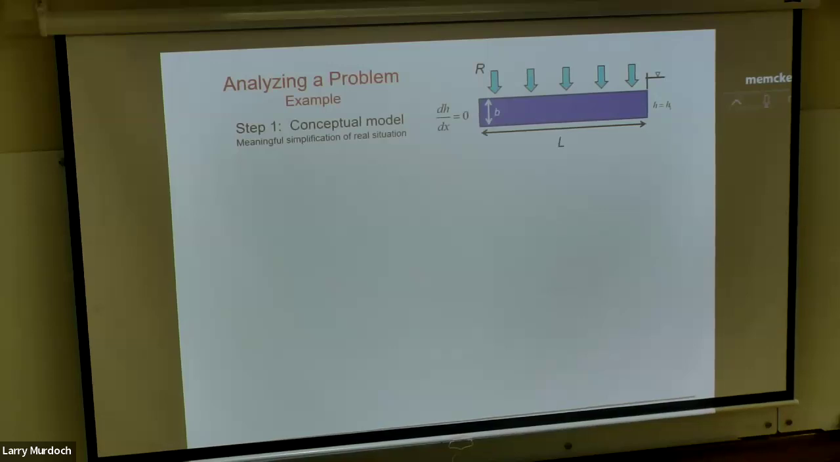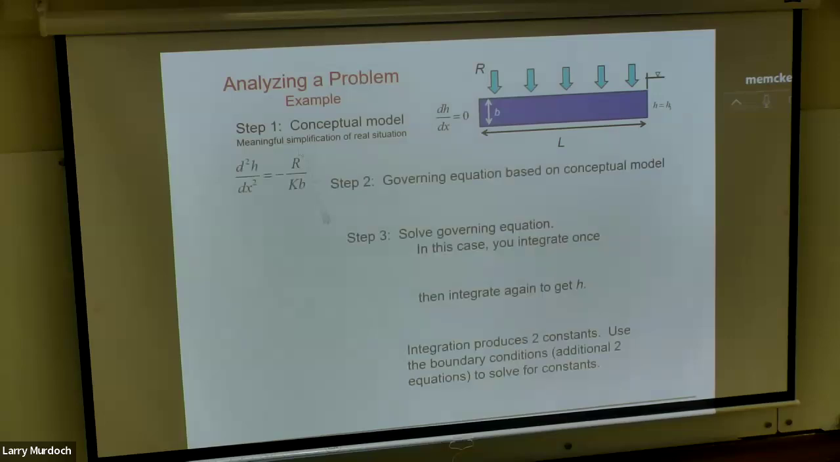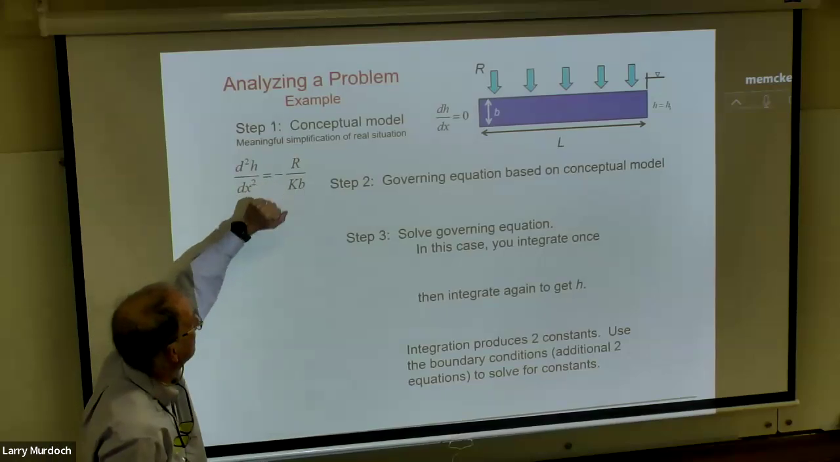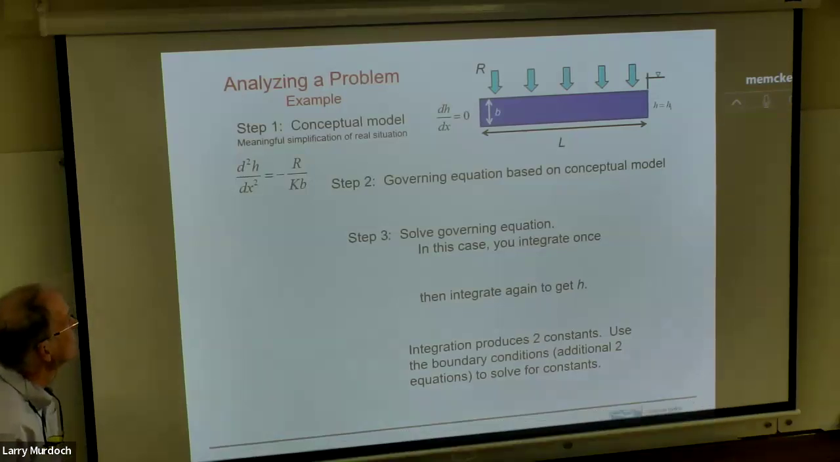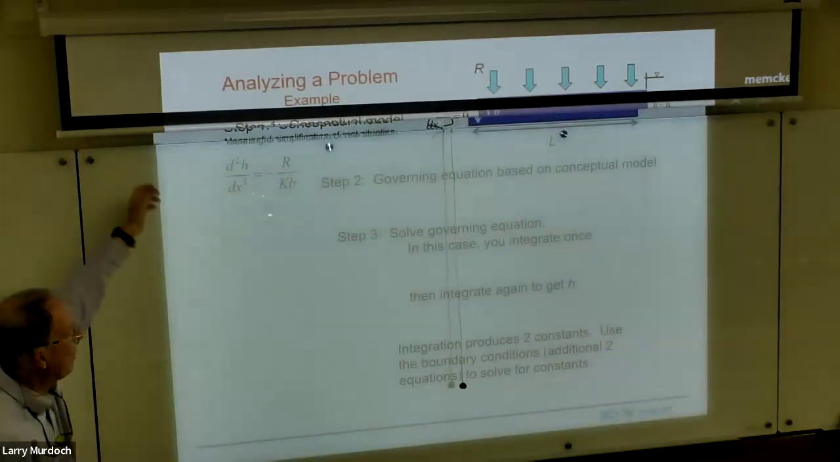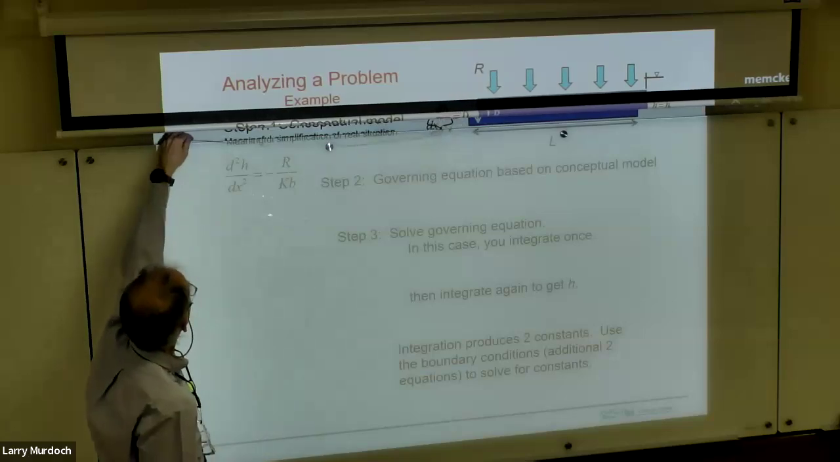Okay. So here's the conceptual model. I simplified it a little bit. We've got recharge coming in uniformly, a boundary condition here at x equals 0, and a boundary condition like that at x equals L. So that's step one. Step two, the governing equation. And then we have to do the solution. So we have to solve this.